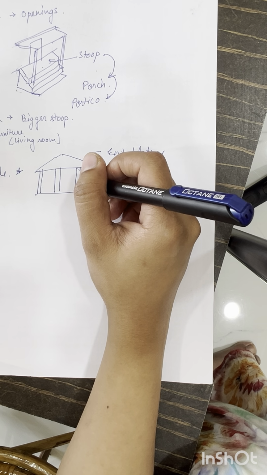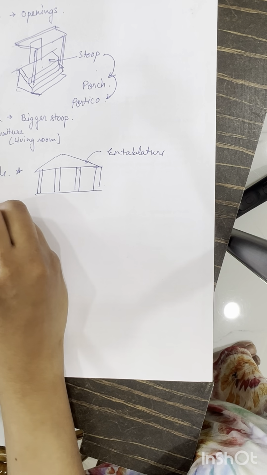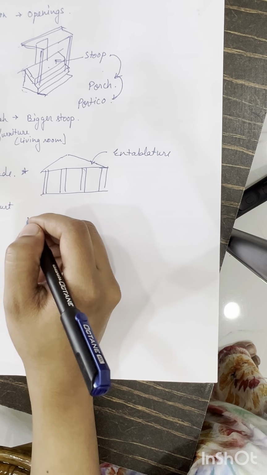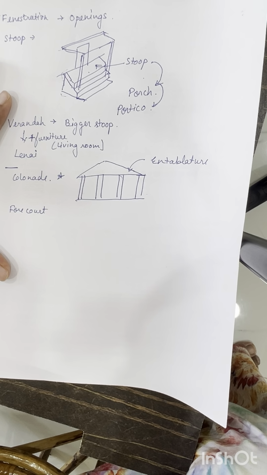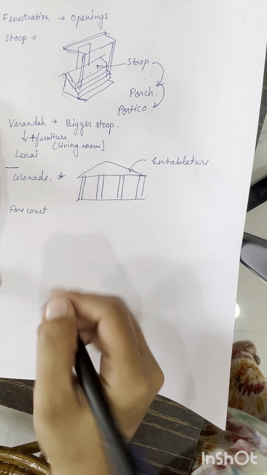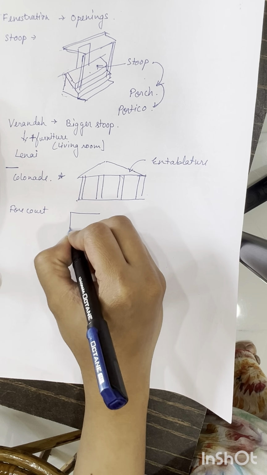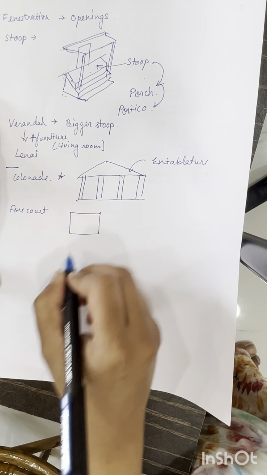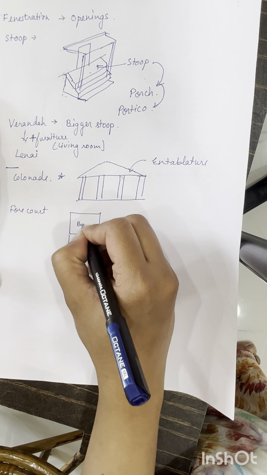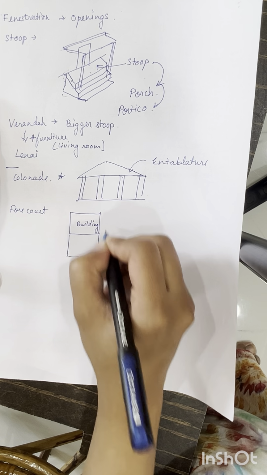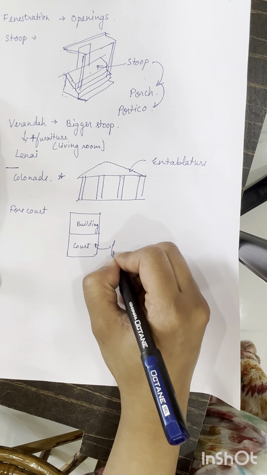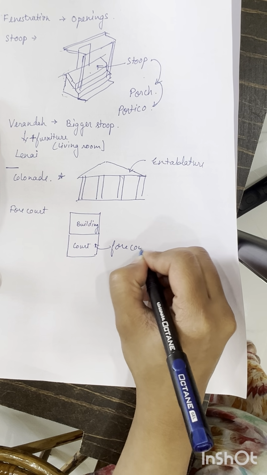The next term is forecourt. Forecourt. A forecourt is basically a court before the entrance to a building. If this is my building and I have a court in front of it, then this is called a forecourt.